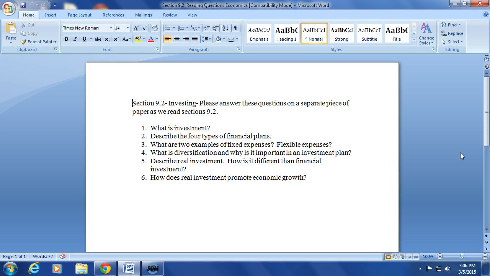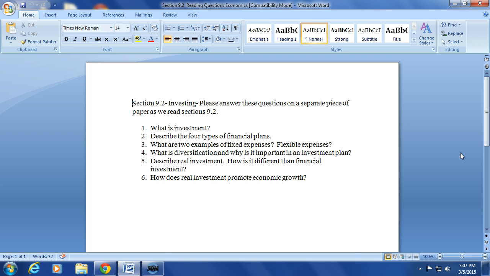Then finally you have an estate plan. An estate plan just takes a look at when you die, who gets your property. Once you are deceased, what happens to all of your assets? So those are your 4 types of financial plans. Now going back to number 3 here, the 2 examples of fixed expenses and flexible expenses. Fixed expenses, it talked about mortgage, insurance premiums. Flexible expenses, they vary. Money for pizza, money for movies are a good example of flexible expenses there.